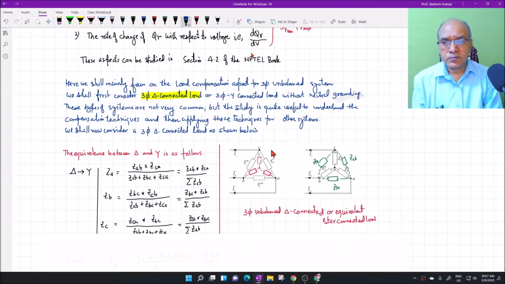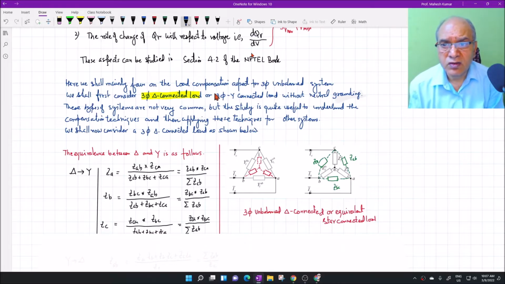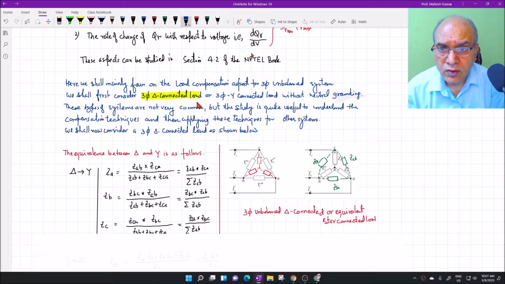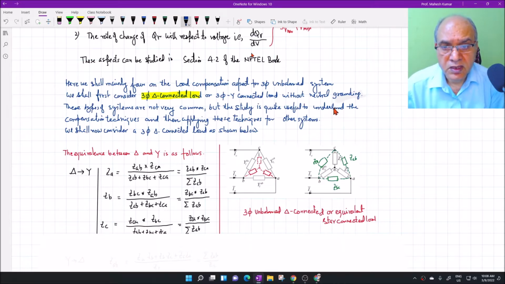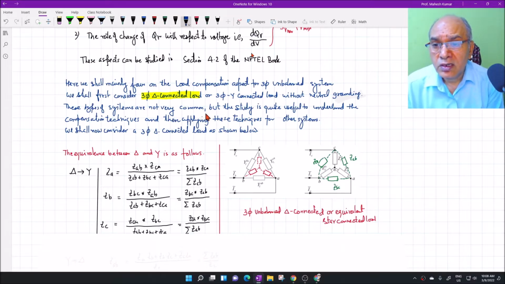So in this case, now the focus is on load compensation for three-phase unbalanced system, and we will first consider three-phase delta connected load or three-phase star connected load without neutral grounding. If you ground the neutral, then it becomes a three-phase 4-wire system, and that is an entirely different scheme. So we will first focus on the three-phase delta connected system. Even though these kinds of loads are not very common, the study is quite useful in order to understand the compensation techniques.